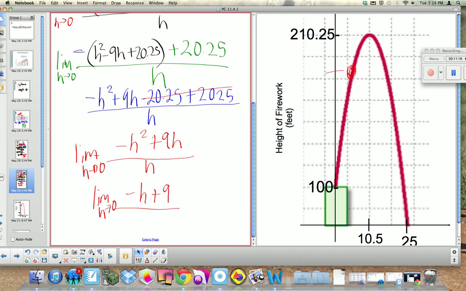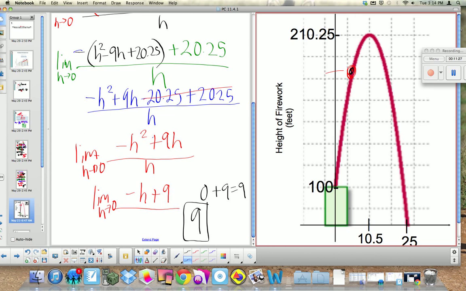Now I'm ready to plug in. 0 plus 9 is 9. Correct answer here is 9. The slope of the tangent line is 9. The instantaneous velocity is 9. Again, look, it's fairly steep. It's going upwards. Slope of 9 seems about right. Definitely not 0, and it's definitely not negative. So 9 is the correct answer for this second example.